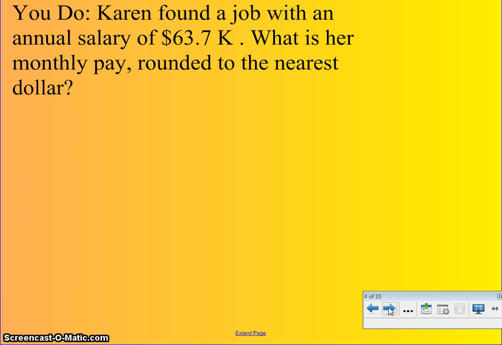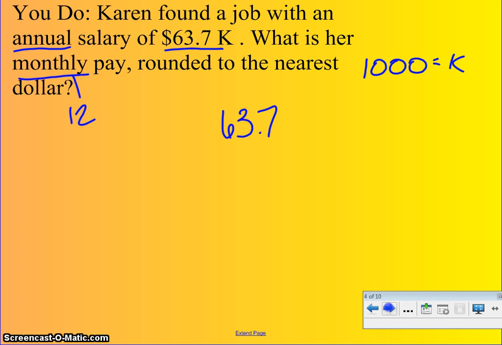Okay, let's check it out. Karen found a job with an annual salary of $63.7K. What is her monthly pay, rounded to the nearest dollar? Well, we know that there are 12 months in a year, but here we have 63.7K. Now when you look at 1,000, and remember K equals 1,000, there's 1, 2, 3 zeros. So that's how many times we are going to move the decimal over: 1, 2, 3 times.